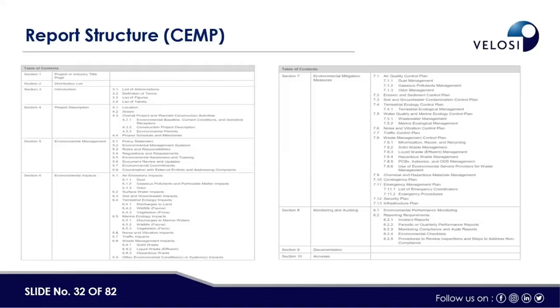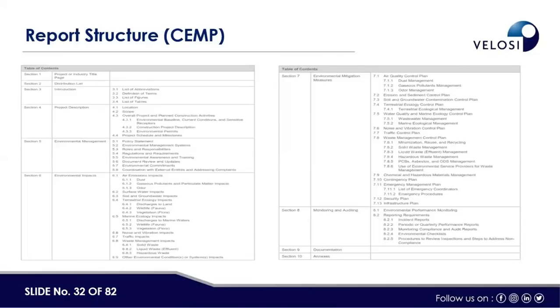This is the monitoring and the auditing. In this section, we have to identify how we should measure or monitor the environmental components, for example, air quality, noise, and everything, and then how auditing should be carried out, how the reporting should be carried out. For example, how we should report incidents. Then what is a procedure for the periodic or the quarterly performance report.